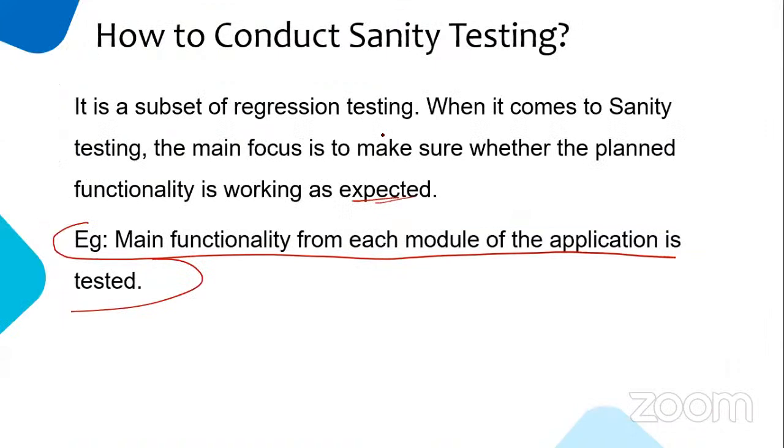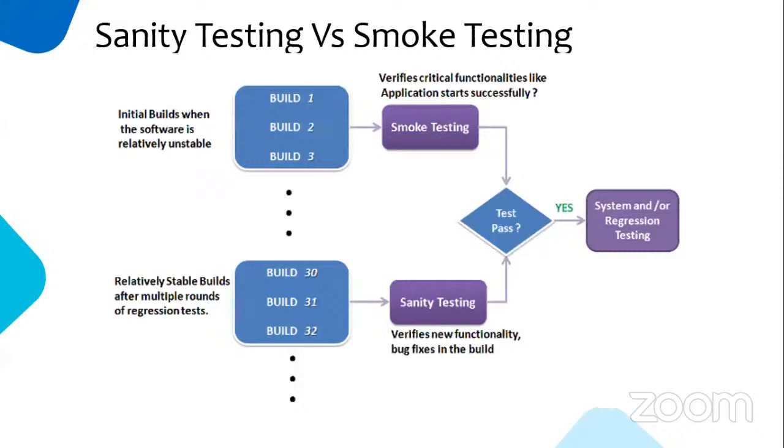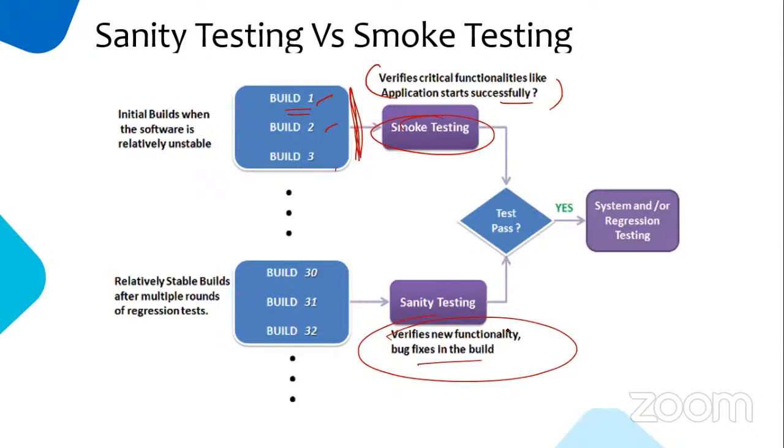So that is the main functionality from each module, and the difference between sanity and smoke testing is a very famous interview question. For example, a build means deploying the code. First build, second build, we will have so many builds. When you're doing smoke testing, in the initial phase you verify the critical functionality, whether the application starts successfully and is stable or not. Once the application is stable, you verify that new functionalities are working. They added some code or bug fixes, so you check it. So this comes on the initial build, checking stable or not.